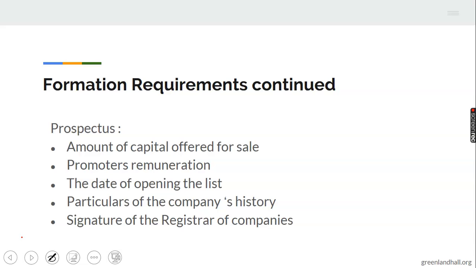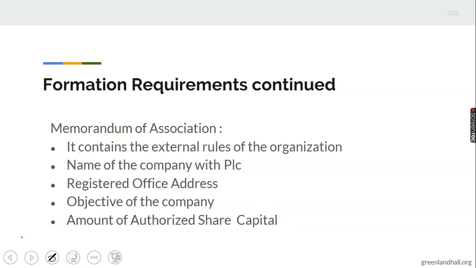Number 2, it indicates or shows the promoter's remuneration. Then number 3, the date of the opening list. That is, when is the share of the company going to be open for sales to the public. Then particulars of the company's history, and then signature of the registrar of companies. So all these are some of the things that are found in the prospectus.